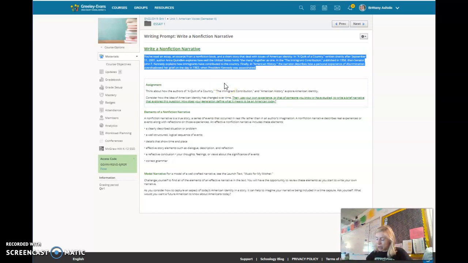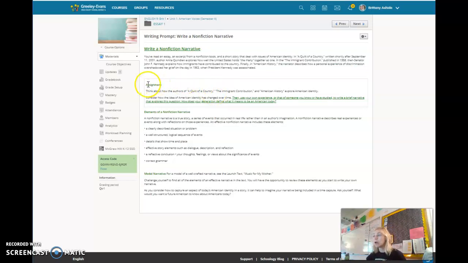Yours is going to copy the style of the third one, American History, and tell your own story. So the assignment, which is in the box here, is to think about how these other authors have talked about American identity, to consider the idea of how American identity has changed over time, which is the question you've been answering for every text. Then, this underlined part is the key for you for what the assignment is. Use your own experience or that of someone you know or have studied to write a brief narrative that explores this question. How does your generation define what it means to be an American today?